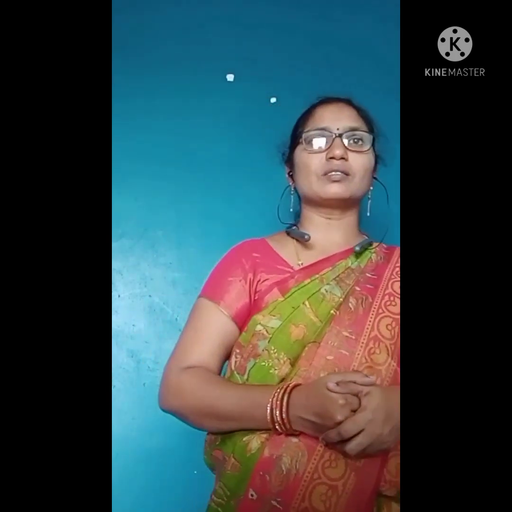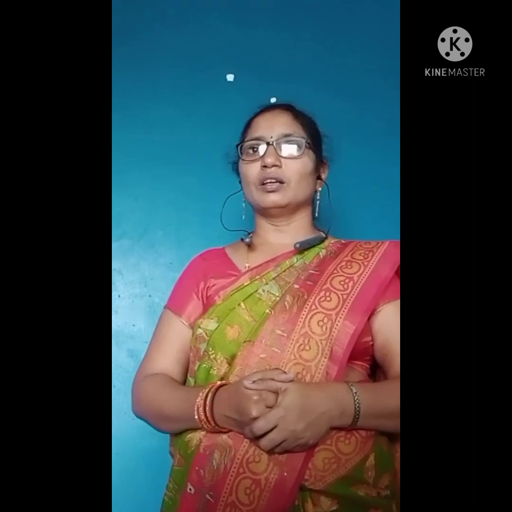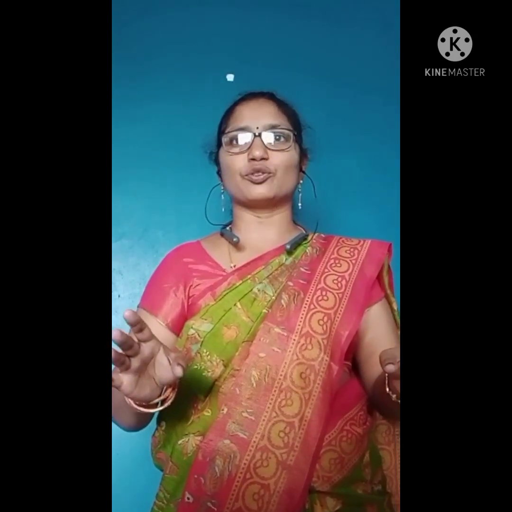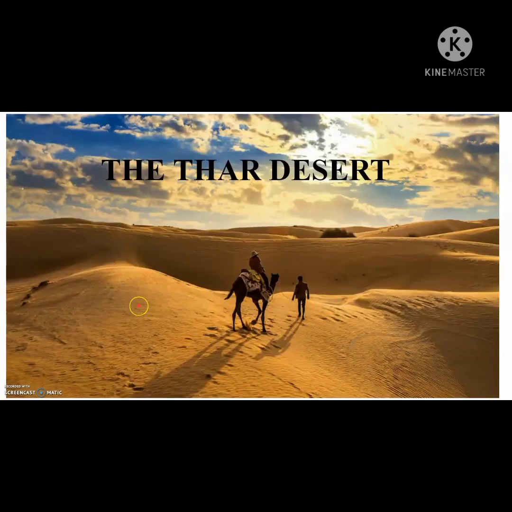What is meant by delta? A delta forms when a river joins the sea. It divides into two parts and joins the sea. So the area between the two river branches, with the sea on one side, forms a triangular shape, and that is called a delta. Now we will discuss the Thar Desert.